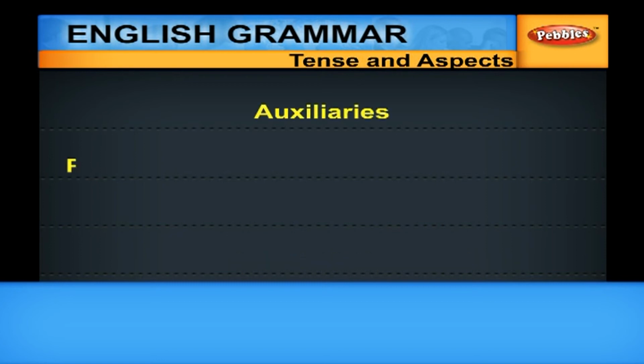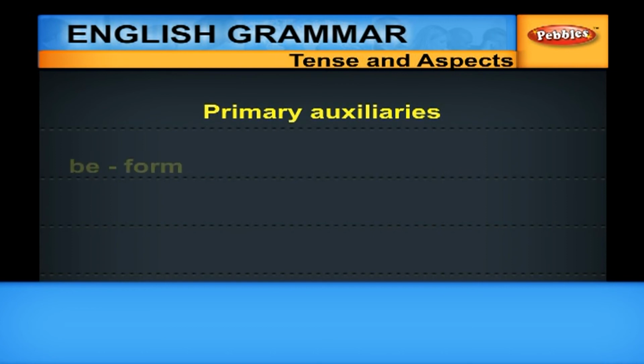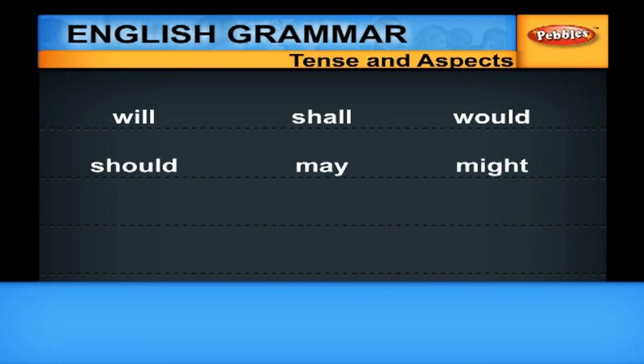Auxiliaries: primary and secondary. Primary auxiliaries are be form, have form, and do form. Secondary are known as modals. They are will, shall, would, should, may, might, can, could, need, dare, used. All these are called modals or secondary auxiliaries.